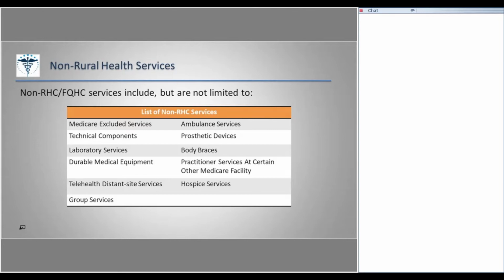But notice here we've got anything that's not Medicare approved, technical components, lab services, DME. Under normal circumstances, we have telehealth distant site services, but that's waived for right now. Group services are generally not Medicare claims, et cetera. So all of these we bill. So DME, we have to go get our own provider number to be a DME supplier. That's not part of our rural health clinic benefit, and we can't roll it in. We can't bundle our lab services, our testing, into a rural health clinic visit. That would really be breaking the rural health clinic law.